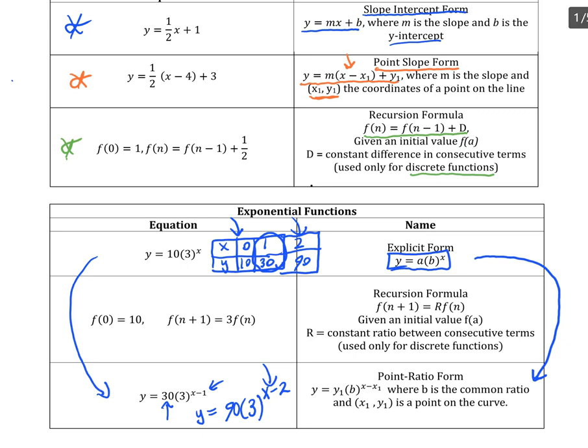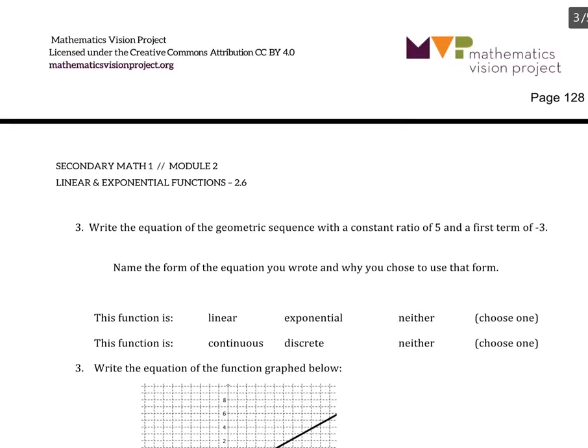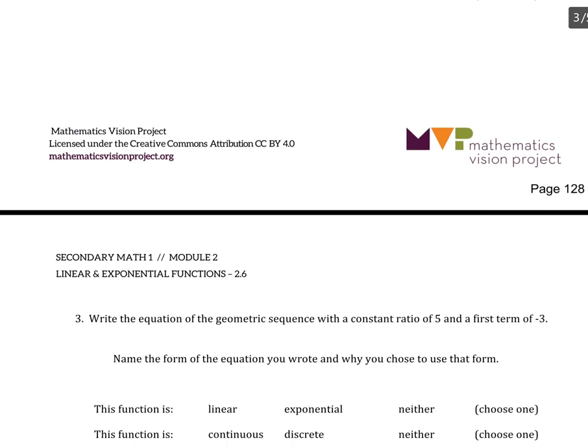And so finally we have the recursion formula for an exponential function, f of n plus 1 equals r times f of n, or as we've more commonly seen it, you could also say f of n equals r times f of n minus 1. Not sure why they chose to write it differently for this one, but we've done that a lot back in Module 1 as well. So a scenario where that would be most applicable is in problem 3 here.